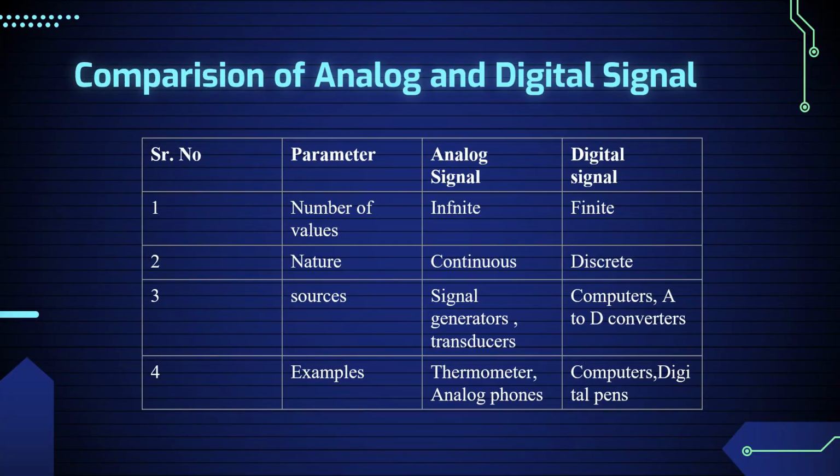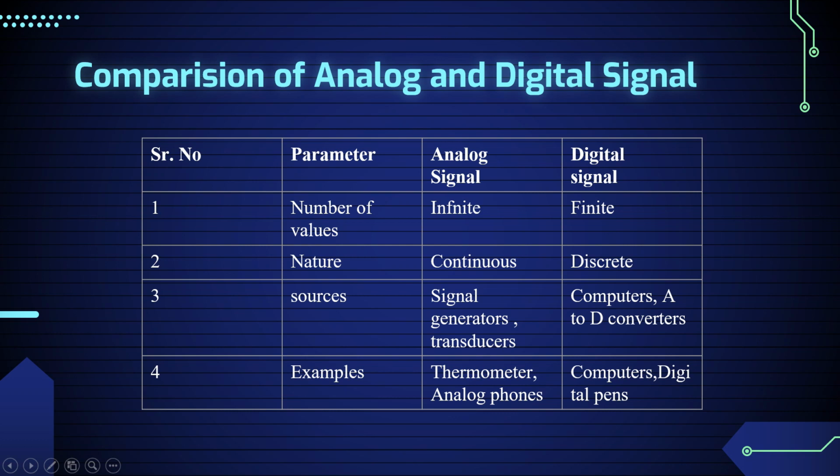Now we will see the comparison between analog and digital data. The parameter for the comparison of analog and digital data is number of values. In analog signal, the number of values is infinite, but in digital signal it is finite. Then the second point for differentiation is nature. The nature of analog signal is continuous, but the nature of digital signal is discrete, that is non-continuous.